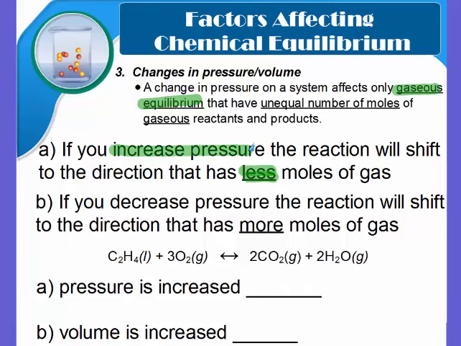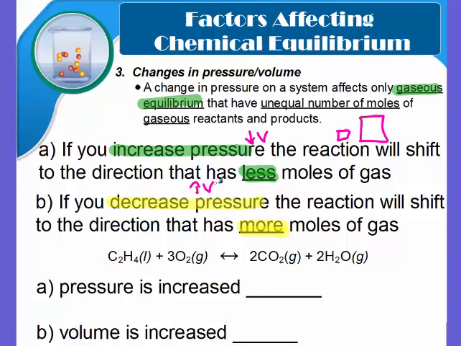Because if you increase the pressure, then that's the same thing as decreasing the volume. If we have a smaller volume, we're going to want less gas to fill that container so the pressure can go back to the way it was. If we decrease pressure, then the reaction will shift in the direction that has more moles of gas. Because a decrease in pressure is a bigger volume, and so we would want more moles of gas to fill that volume to make the pressure go back to the way it was.